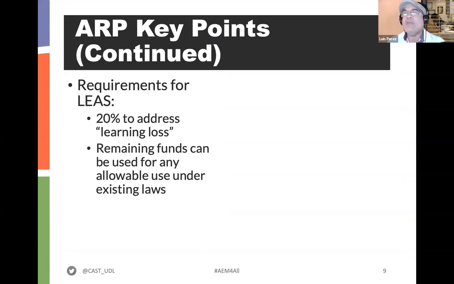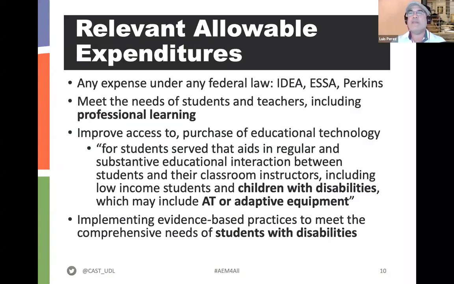So 20% needs to be used to address learning loss through a variety of different interventions. Then the remaining funds can be used for any allowable expense or any allowable use under existing laws. Let me give you some examples of that. That could be expenses that are allowed under IDEA, under ESSA, and for career and technical education under Perkins.